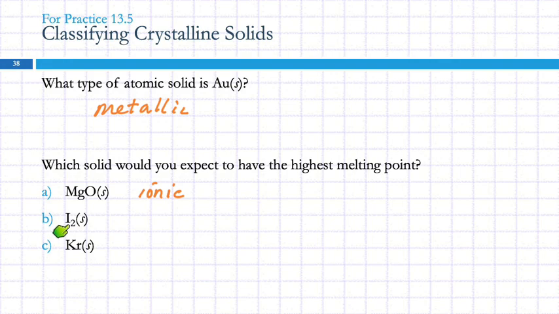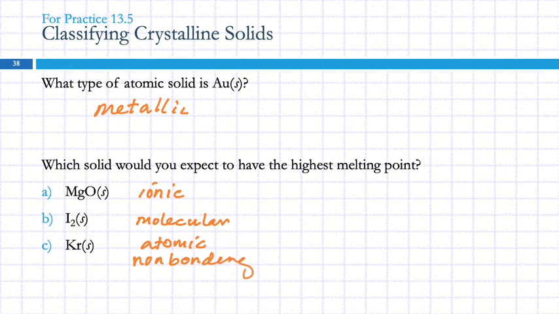How about I2? Molecular, because this is a diatomic molecule. 2 iodine atoms, so this is molecular. And krypton. This is going to be an atomic solid, and specifically a non-bonding.